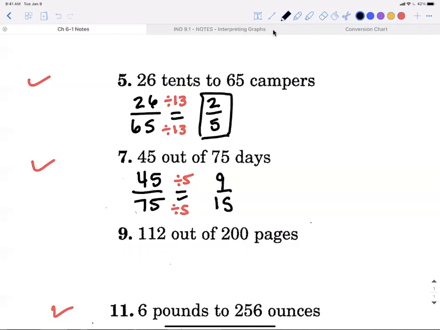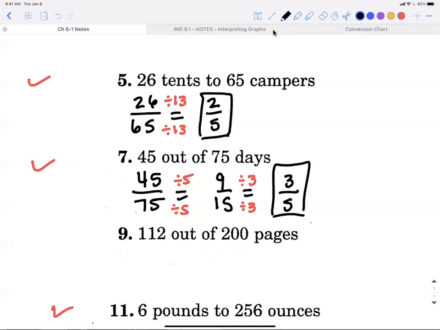Now, since I just bit off a little chunk and I don't necessarily know if it's my biggest number, I need to think through, is this still reducible? Well, 9 is divisible by 3. That's the only number it's divisible by. So check to see, is 15 divisible by 3? The answer is yes, because 1 plus 5 is 6, and 6 is divisible by 3. So when we divide both of these by 3, we get 3 over 5. Those are both prime, so I know I have to stop, and that's my final answer.